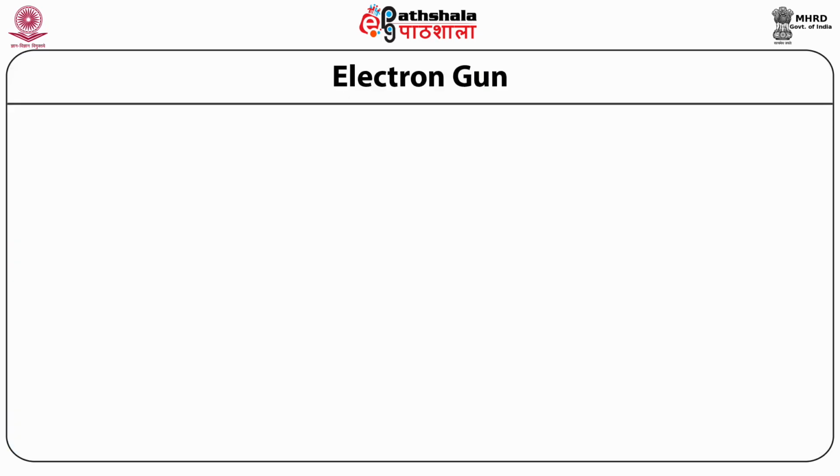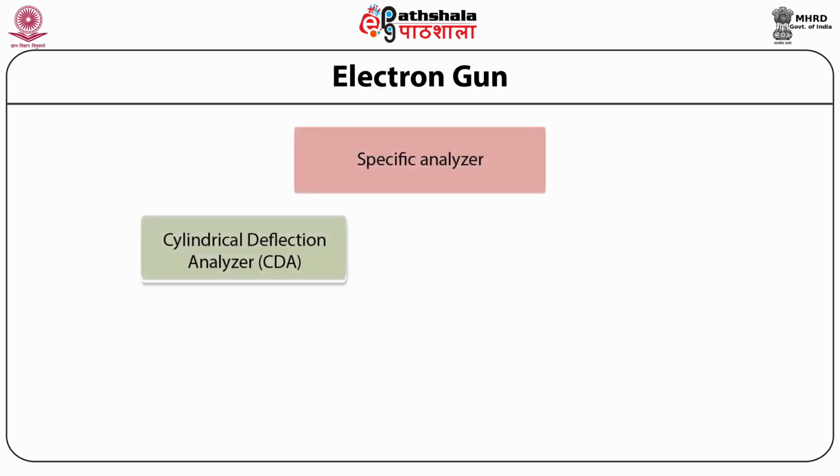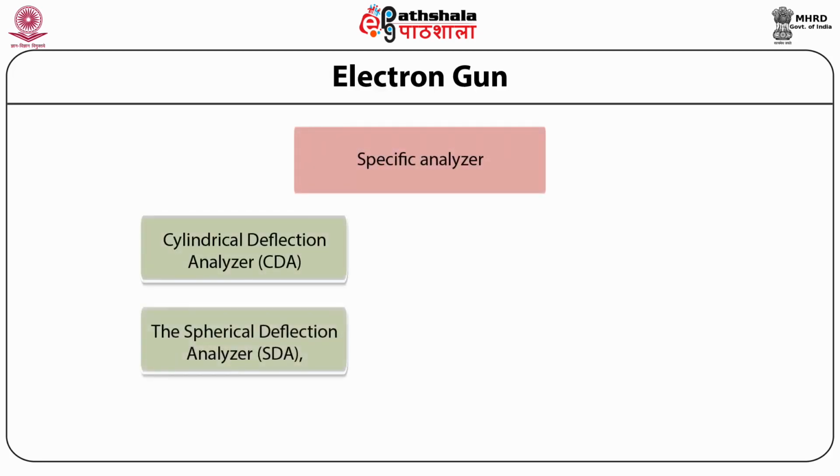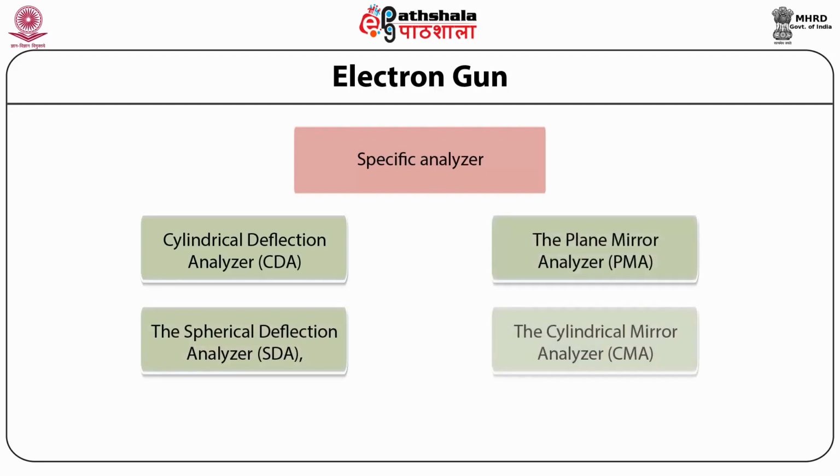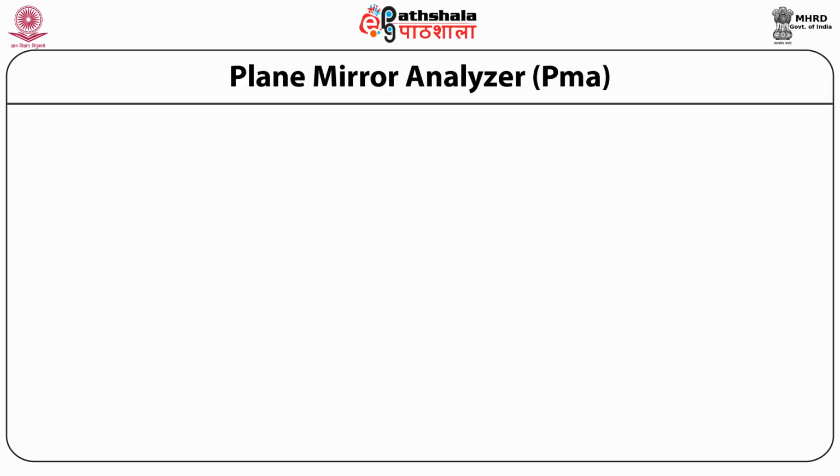The specific analyzers. Within the broad picture of two main analyzer classes, there are a variety of specific analyzers in existence that are preferentially used in photoelectron spectroscopy. These are the cylindrical deflection analyzer, the spherical deflection analyzer, the plane mirror analyzer, and the cylindrical mirror analyzer. All the analyzers are explained in more depth under the spherical deflection analyzer topic. First of all, we will study the plane mirror analyzer.